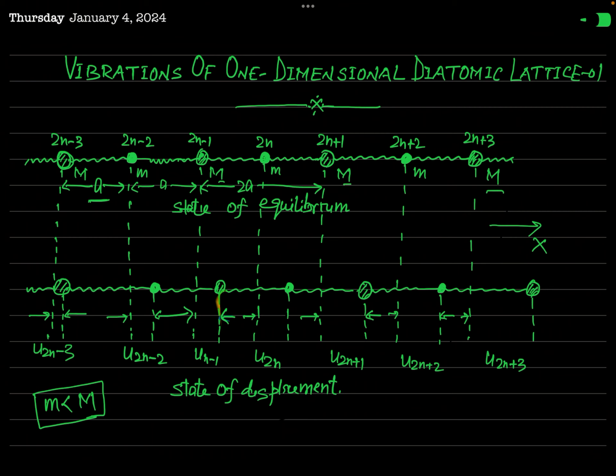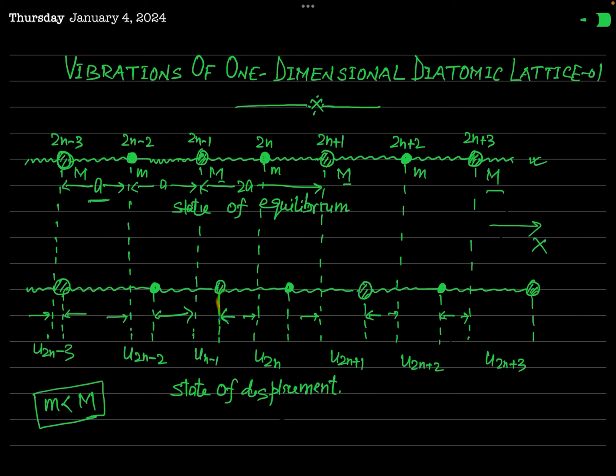In the state of equilibrium, the arrangement of atoms in this upper line is the state of equilibrium, and we have assumed that the atoms are located at the sites 2n minus 3, 2n minus 2, 2n minus 1, 2n, 2n plus 1, 2n plus 2, 2n plus 3, and so on.